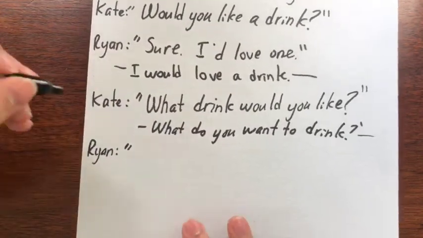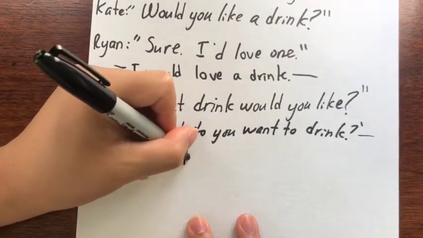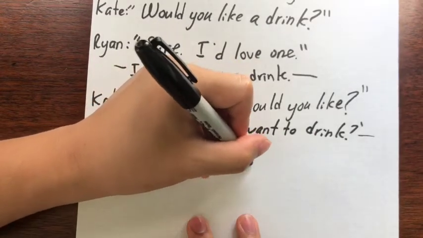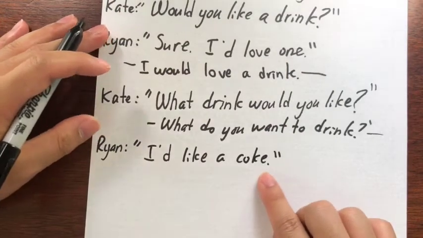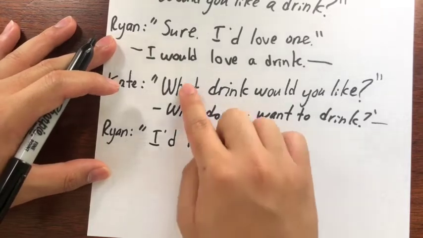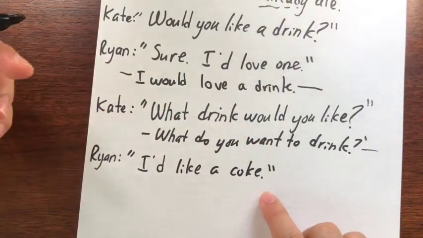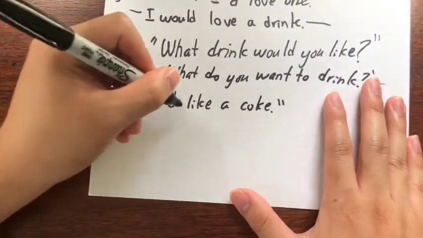So Ryan says, I'd like a Coke. He says, I'd like a Coke. What does I'd mean? I'd means I would. I would like a Coke. I want a Coke. Okay. I'd like a Coke.